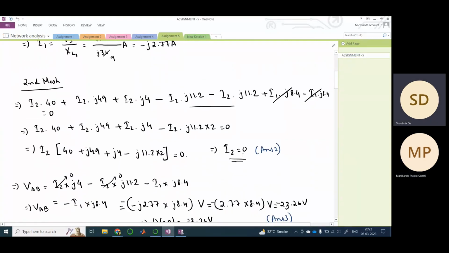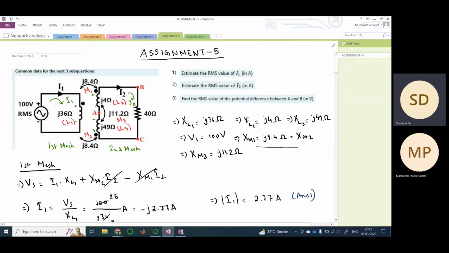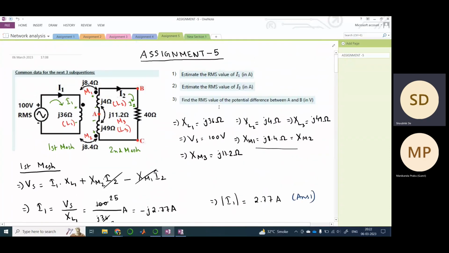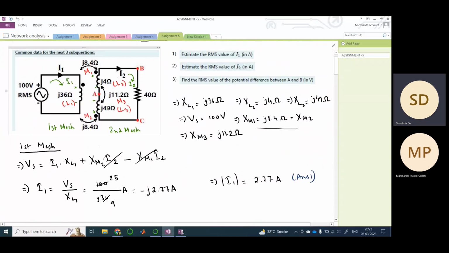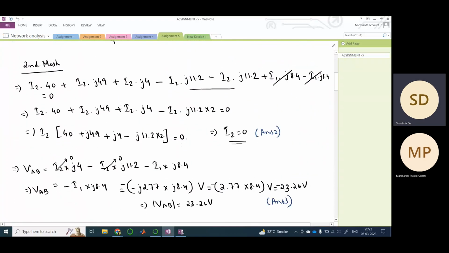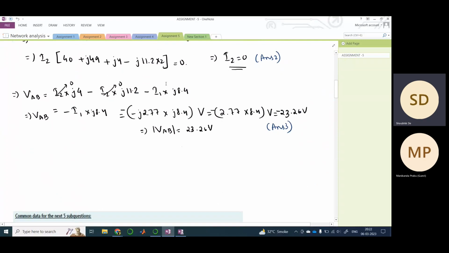So now you calculate I2, it is 0, right? So this is the answer to the second question. Now what is the RMS value of the potential difference VAB? It is nothing but the potential difference across this L2. But simply multiplying I2 into j4 won't give the answer, because your L2 is mutually coupled with this inductor and this inductor, right? So you know the directions, how to write it, right? So I won't be explaining this equation. It's pretty simple, right?